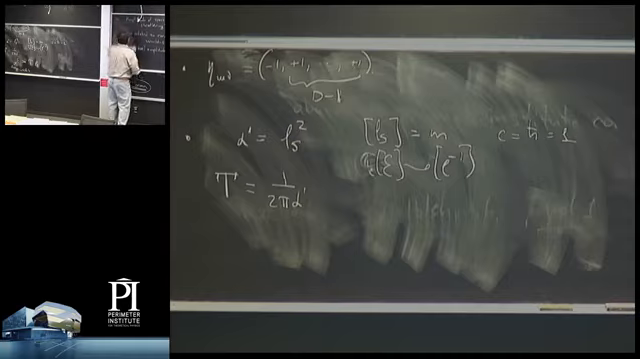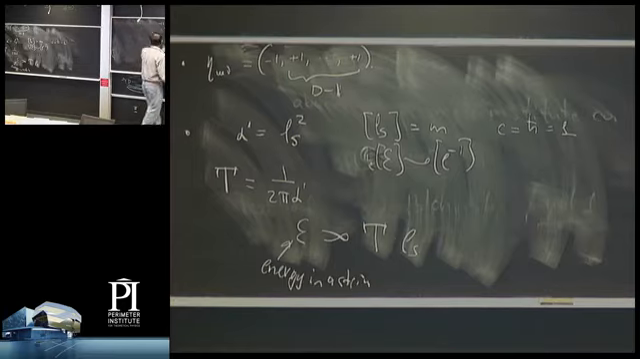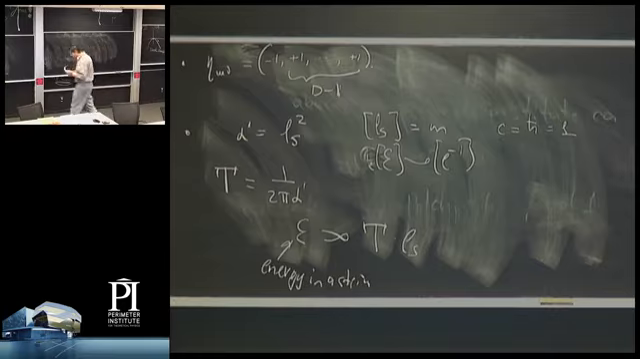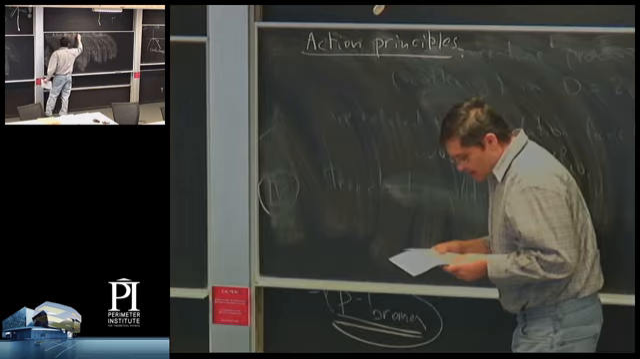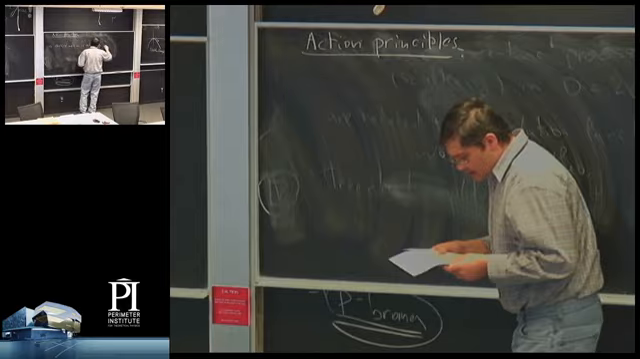Let's go ahead and talk about the action for the string. I'm going to start with the point particle, and we'll use the analogy of the point particle to go on and discuss the string. We're going to consider classical mechanics, and then we'll quantize it. We're going to look at classical mechanics of point particles in the space-time dimensions.